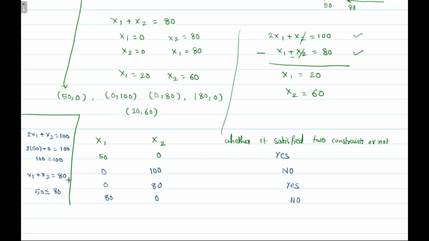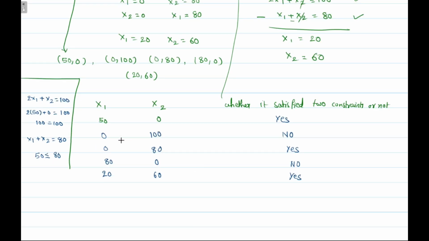And the last one is 20 comma 60. So 20 means 40 plus 60 is 100, which is also satisfied, and 20 plus 60 is 80, equal to 80, so this is also satisfied. So these three vertices will give you the feasible solutions.